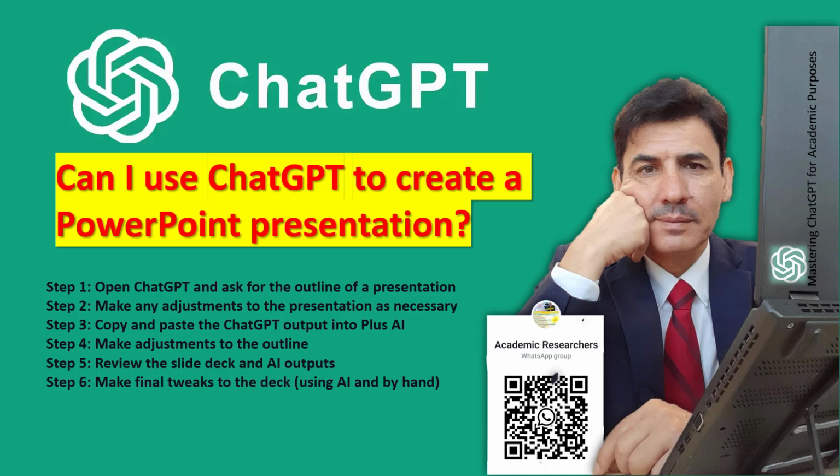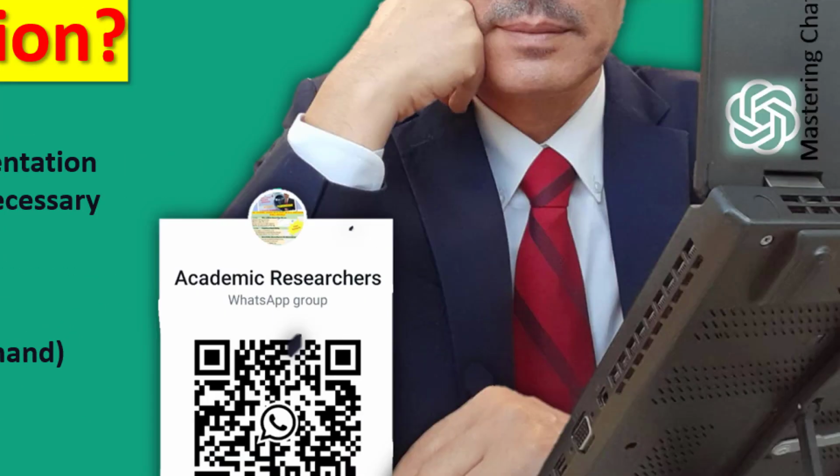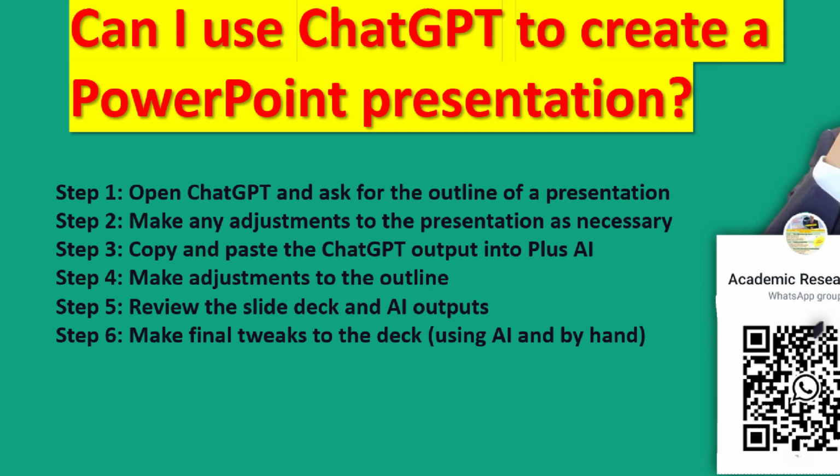The first step: open ChatGPT and ask for the outline of a presentation. Step number 2: make any adjustments to the presentation as necessary. Number 3: copy and paste the chat output into Plus AI. Plus AI is another artificial intelligence tool that creates a presentation, converting the text from ChatGPT into presentations.